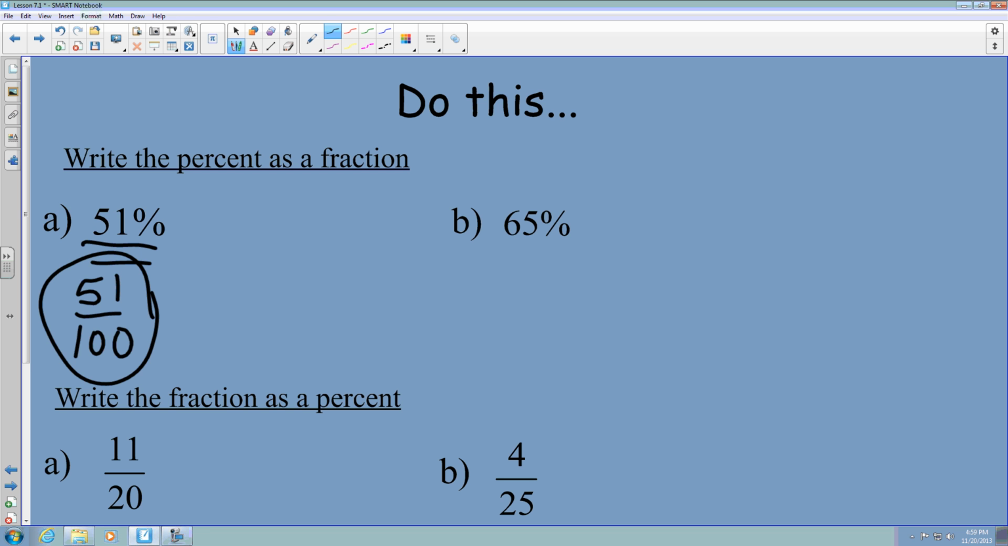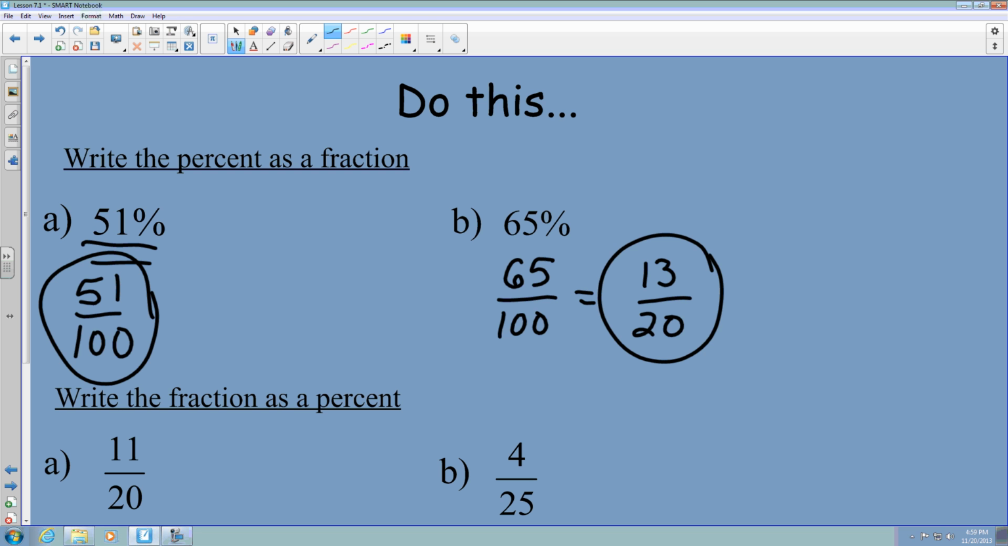For example B, I can write this as a fraction of 65 over 100. And this one you can reduce. You can reduce it to the value of 13 over 20. Okay?